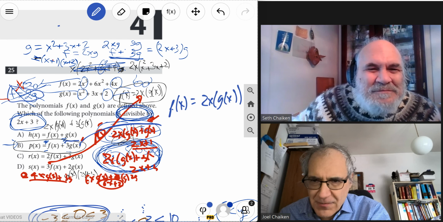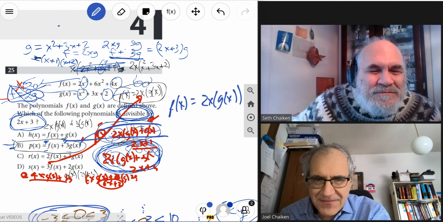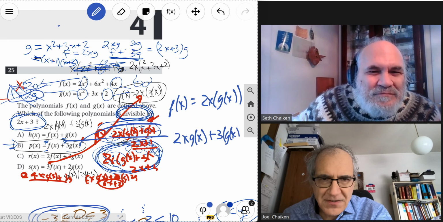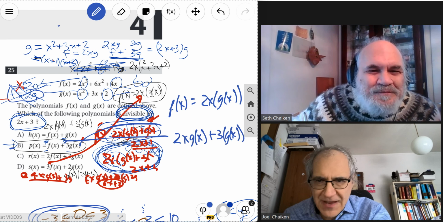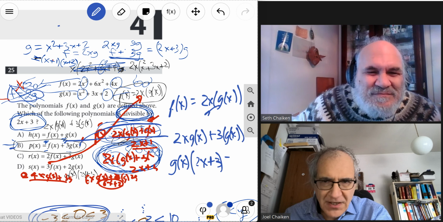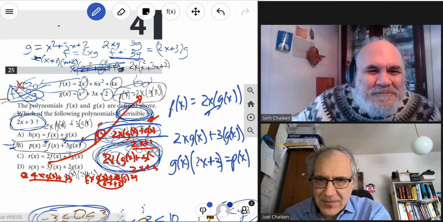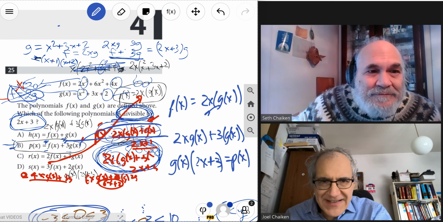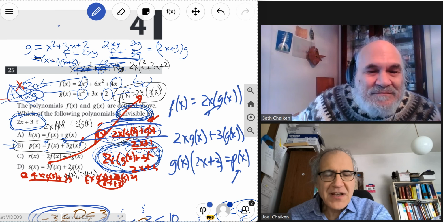So what you do here is substitute in. Look at choice B: f of x plus 3 g of x. But f of x, we're doing substitution, is 2x times g of x, so it becomes 2x times g of x plus 3 g of x. I just substituted f of x. Now I look at this and I factor out the g of x: g of x times 2x plus 3 equals p of x. Now, p of x is divisible by 2x plus 3 because 2x plus 3 is a factor of p of x.